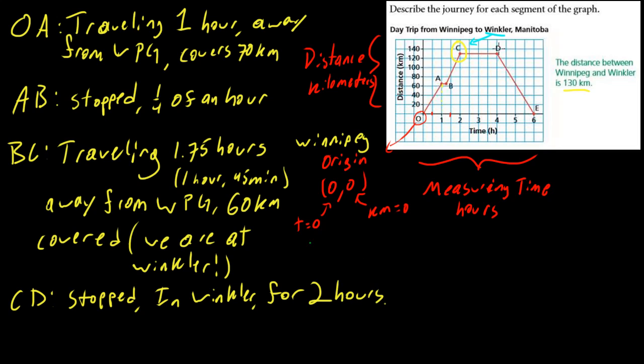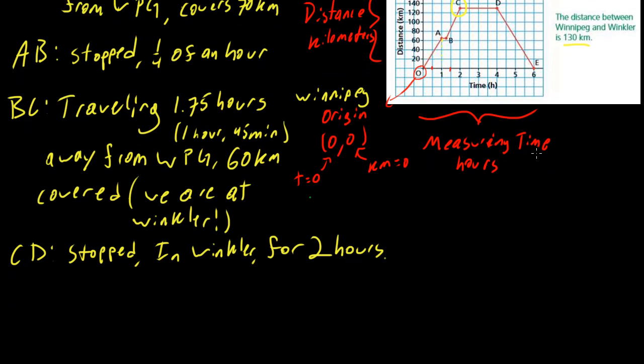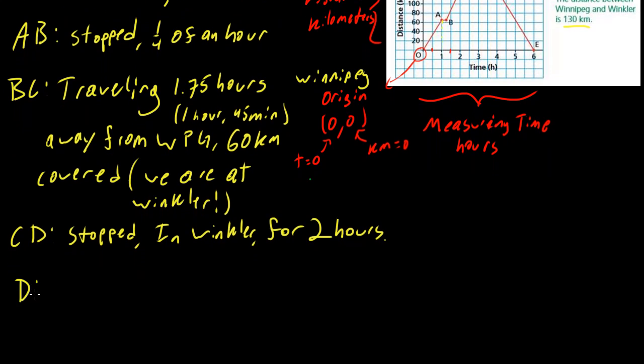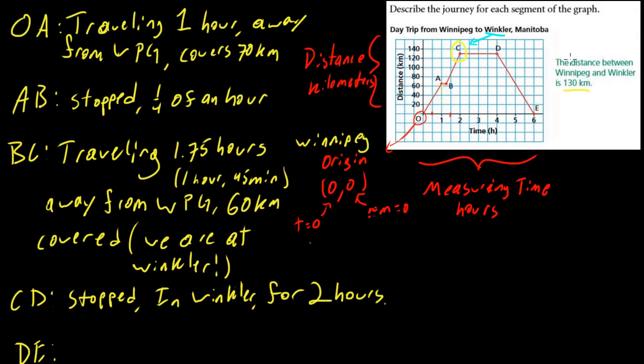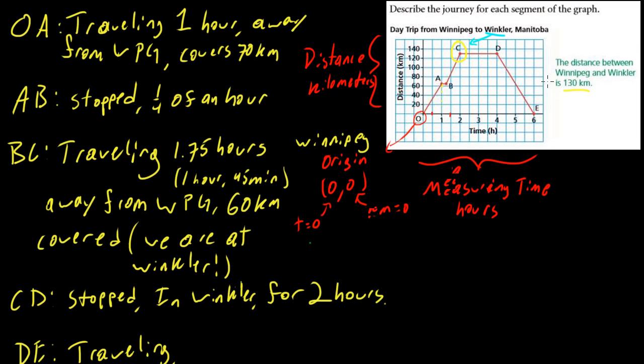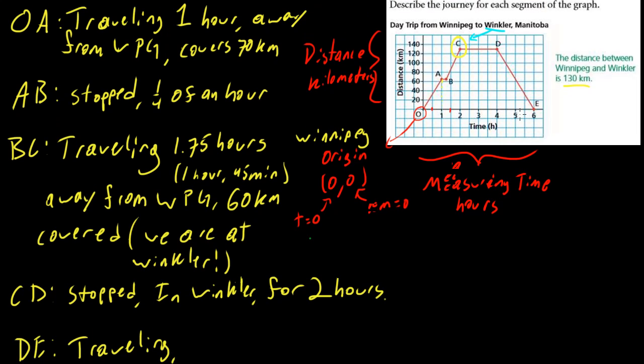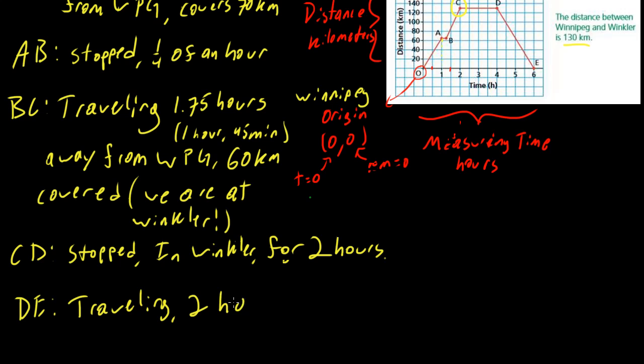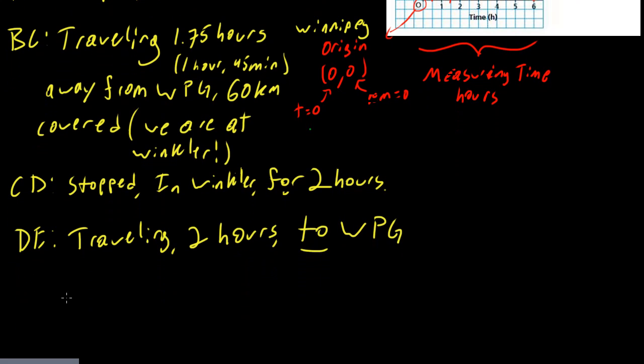And as we can see, D to E is the last leg of the trip. We're now moving back towards Winnipeg, right? Because our distance from Winnipeg is now going down. So traveling, and it looks like we're traveling for another 2 hours, from 4 to 6, traveling 2 hours to Winnipeg. And we're going to cover 130 kilometers.